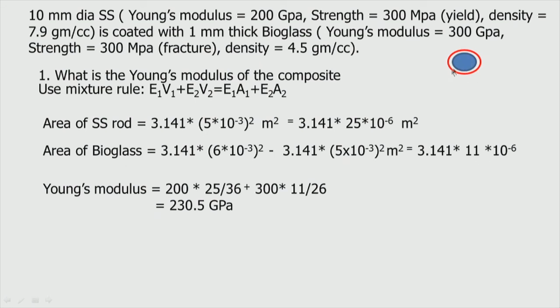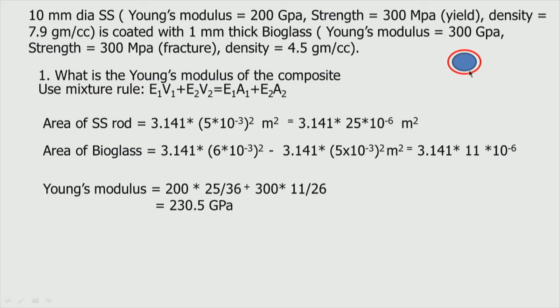Area of this stainless steel rod, it is a 10 mm diameter stainless steel rod. So, pi r square is the area. 5 mm is the radius, okay, and 10 power minus 3 to make it into meters. So, we have 3.141 into 25 into 10 power minus 6 meter square. We converted into meter square because we have Pascal, and we want to bring it there.